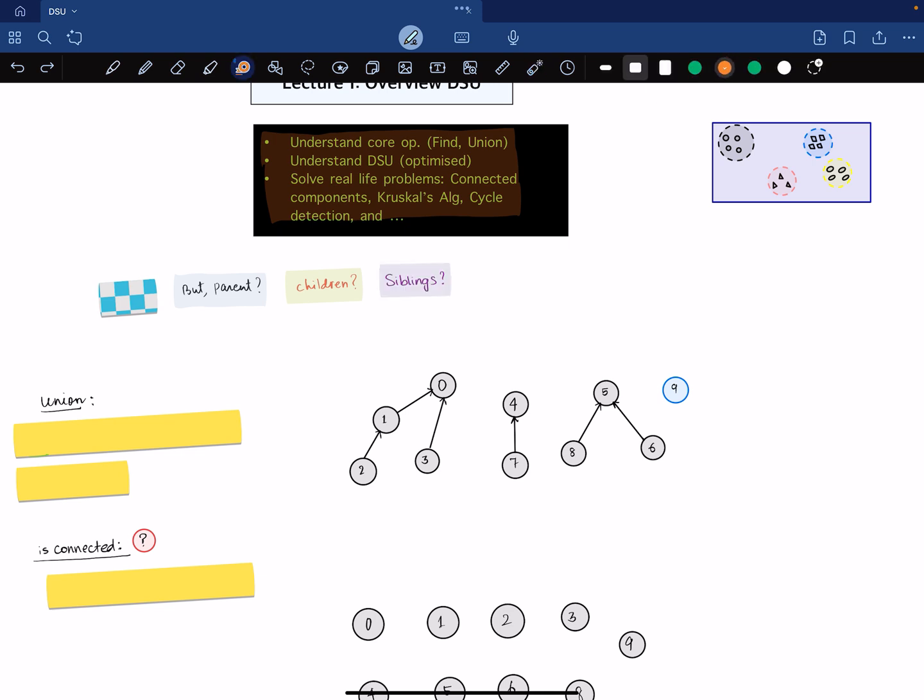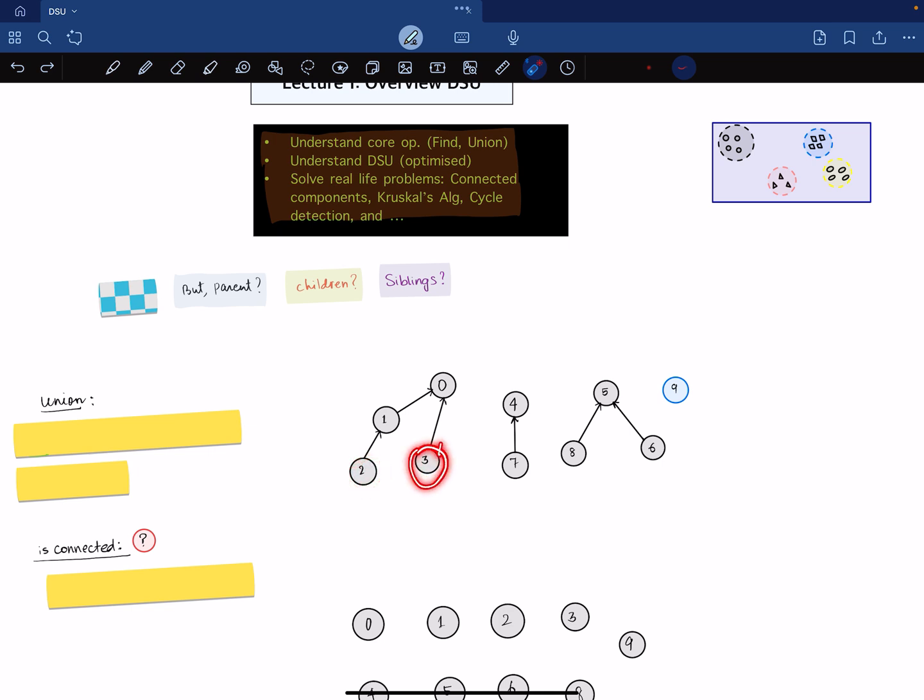All right. But then what is a sibling? Siblings are those nodes that have a common parent. Are 8 and 9 siblings? Are 8 and 6 siblings? Yeah, they are. Why? Because they have a common parent, 5. Okay. Are 3 and 2 siblings? No, they are not.